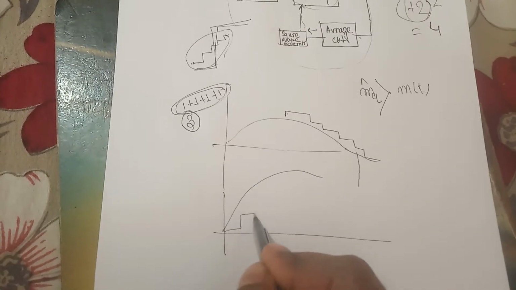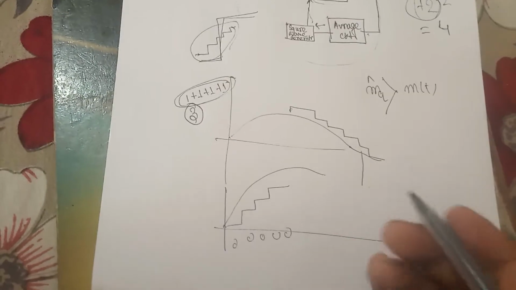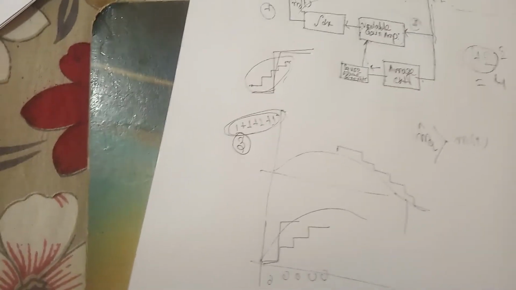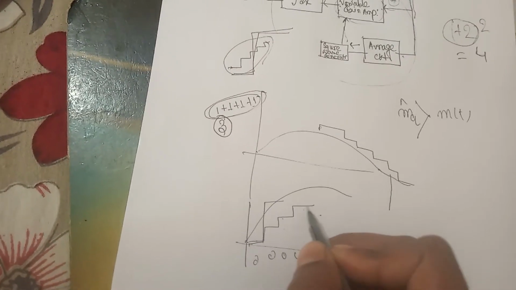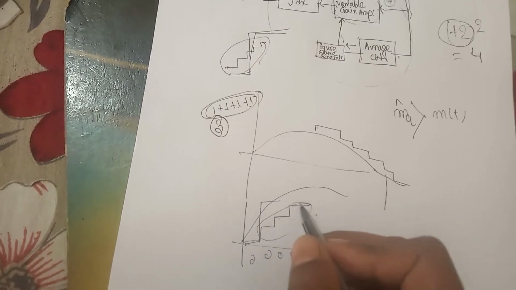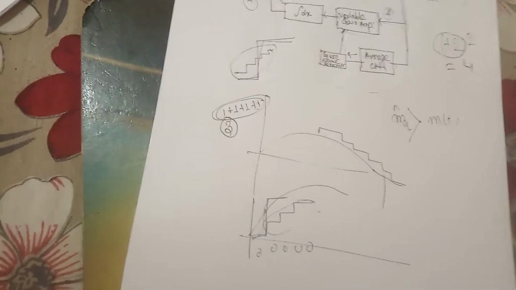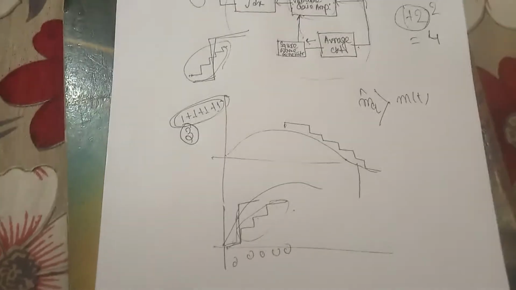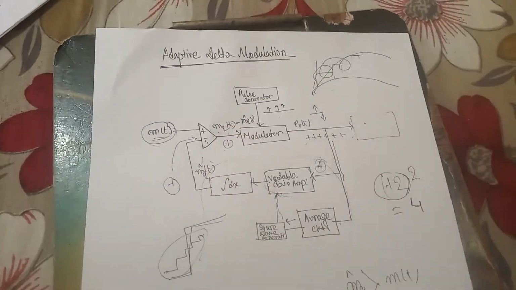So how does it reduce the slope overload distortion? Suppose the values are negative, negative, negative, 0, 0, 0, 0, which is more negative. Instead of going in 4 steps, 1, 2, 3, 4, it integrates these 4 step values into 1 step and reaches the normal position, the original value. In this way it reduces the slope overload distortion. This is the simple block diagram of the adaptive delta modulator.